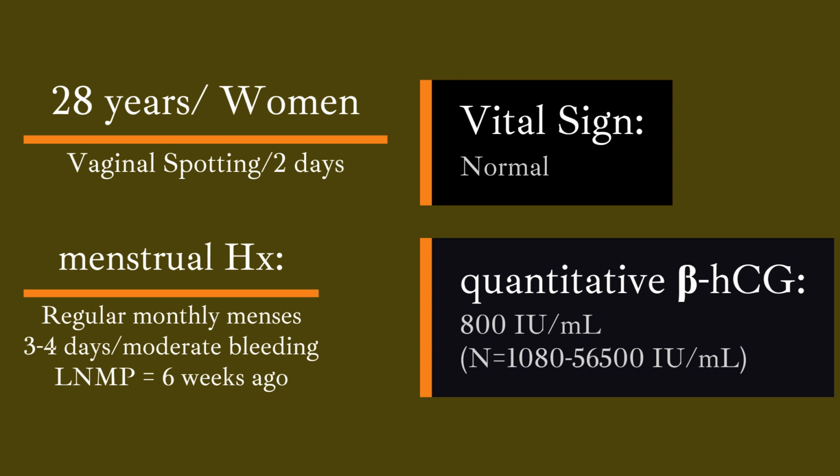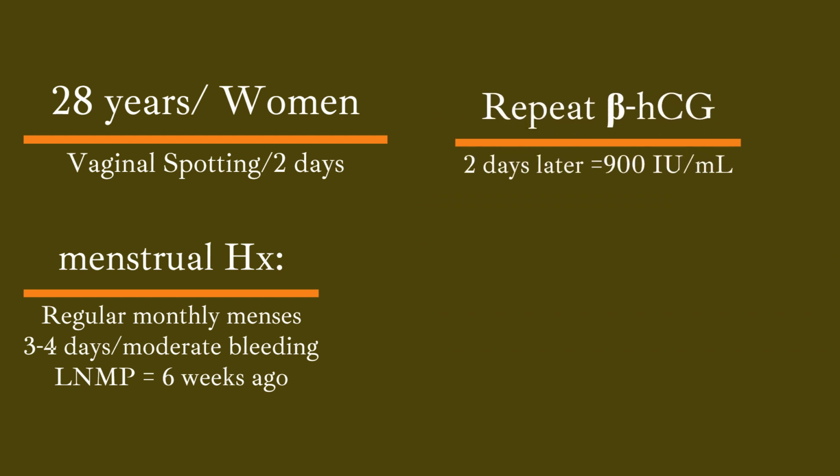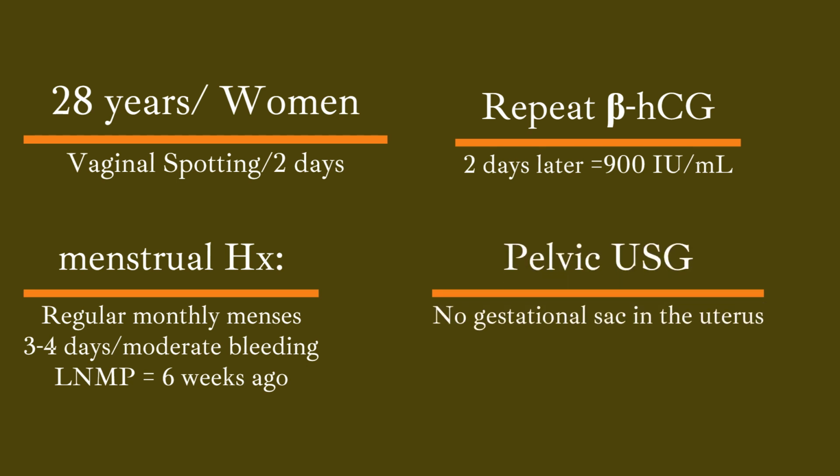gestation in the range of 1080 to 56,500 international unit per milliliter, and a repeat level performed 2 days later shows an abnormal rise to 900 international unit per milliliter. Pelvic ultrasound reveals no gestational sac in the uterus.